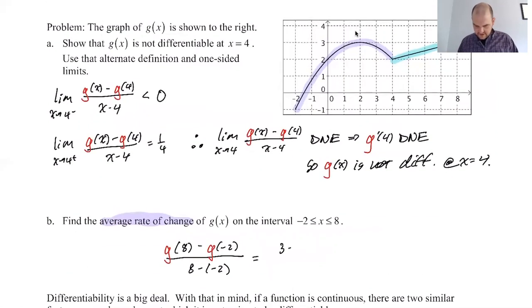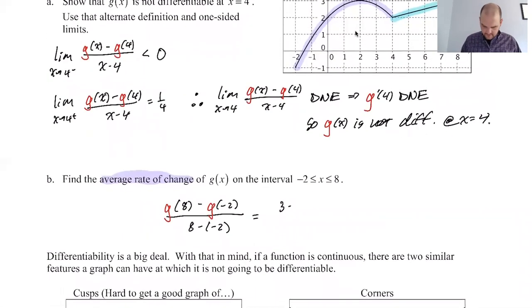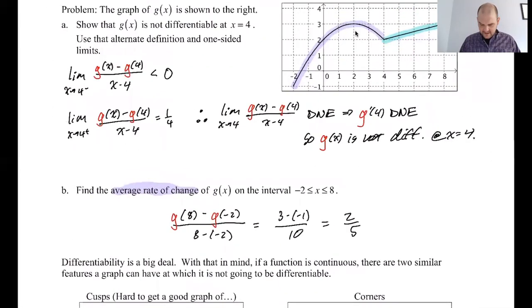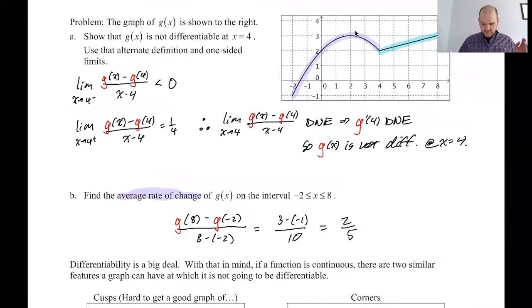G of -2 is -1. And then the denominator here is 10. So we get 4 over 10, so I'm going to write 2/5. So that is the average rate of change between x equals -2 and x equals 8.